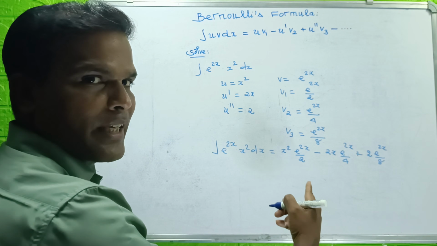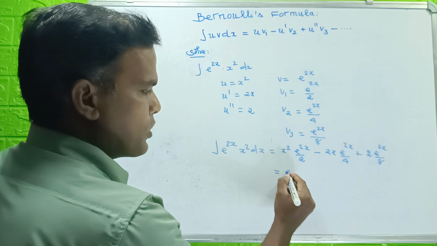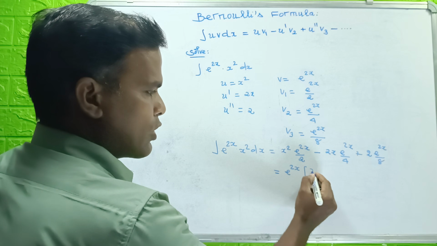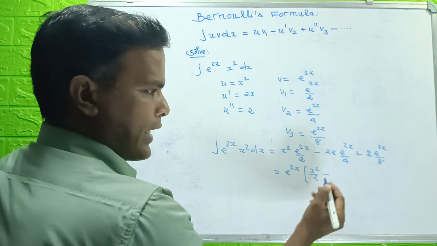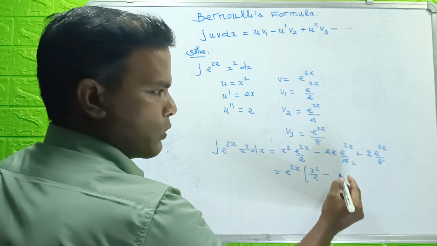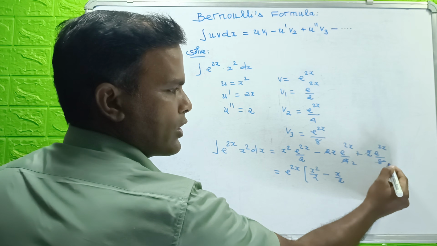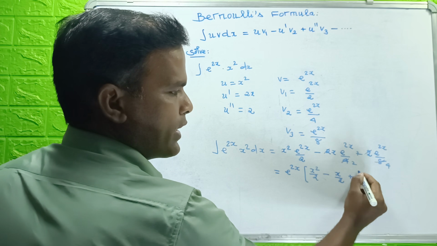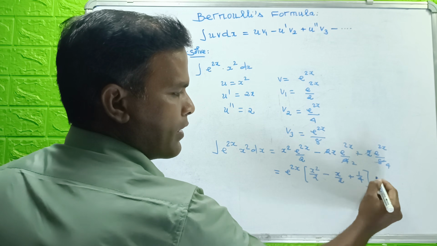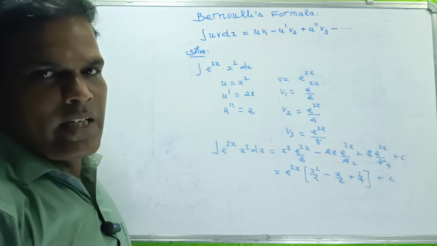From all the three terms, e power 2x is common, so I can easily take it outside. So e power 2x into x square by 2 minus, cancel this 4 by 2, so this is 2 times, so x divided by 2. Cancel this 8 by 2, this is 4 times, so this is 1 divided by 4, plus c. What is plus c? C is the constant of integration.